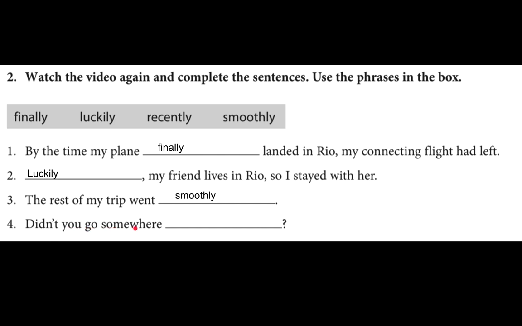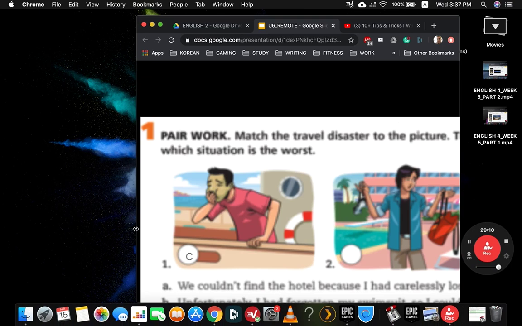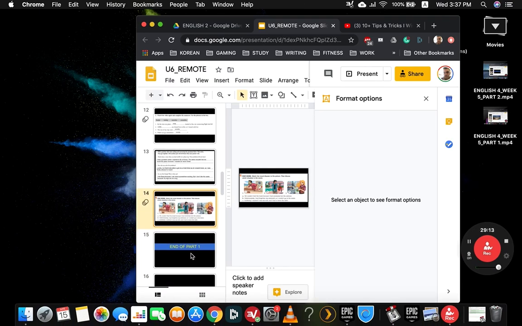Didn't you go somewhere recently? So recently is in the last month or the last few days. So we can ask, what have you been doing recently? I've been making these videos at home. And that brings us to the end of the first video. We can end it there. In the next video, we'll start with the language practice and watch some videos and do some listening exercises. Okay, so we can stop there.